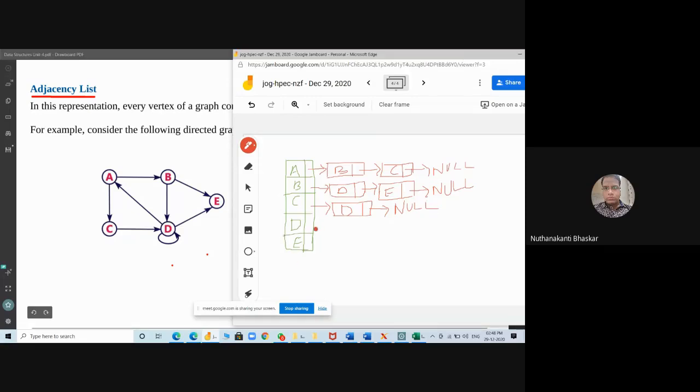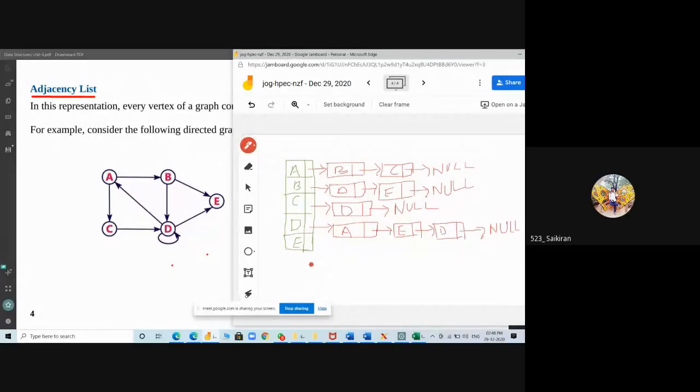From D, what are the adjacent nodes? A and E. And one more node also there. Check. D also there. Very good. So all these are adjacent nodes. Then null. Are you following?